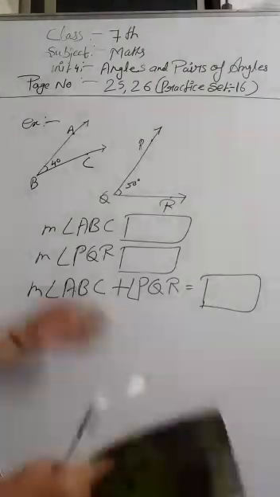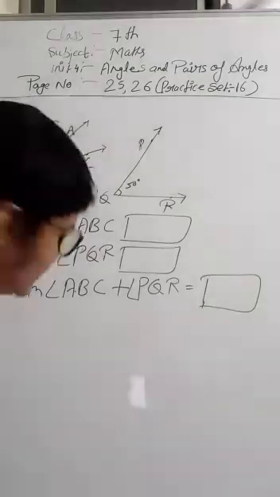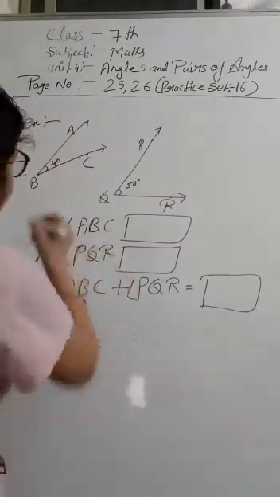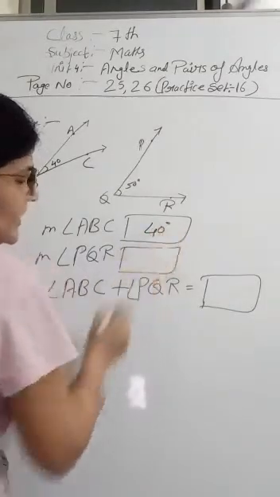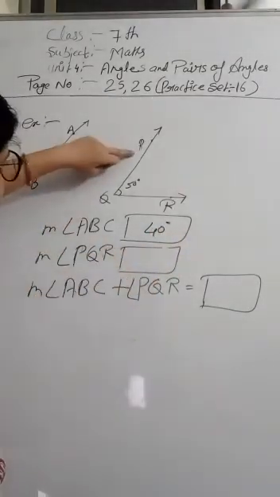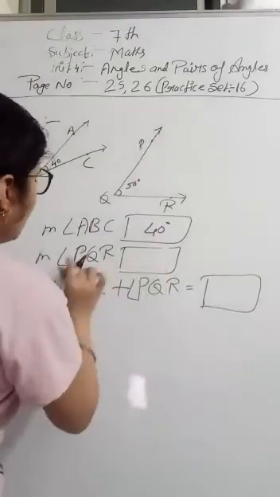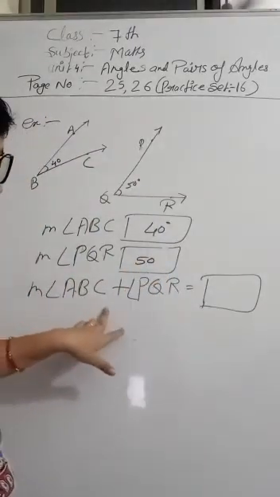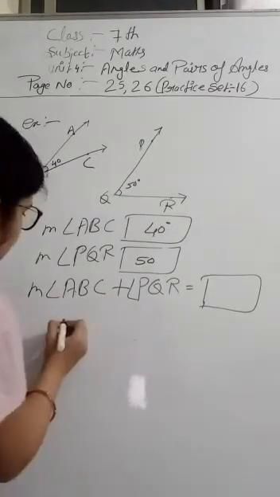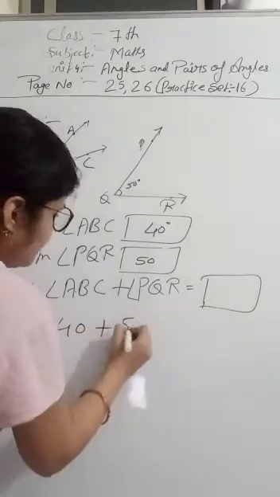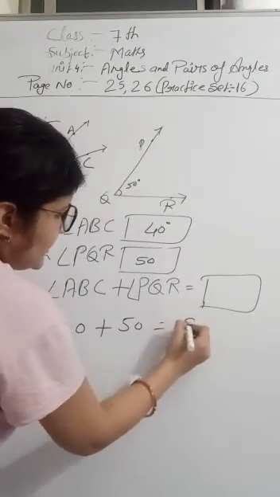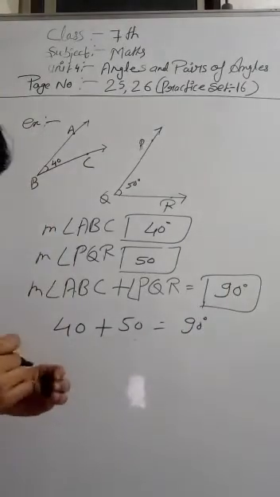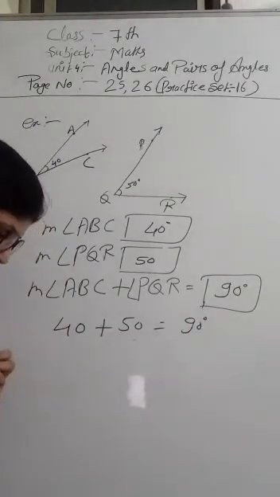So observe the angles. This is ABC. Angle ABC is how many degrees? 40 degrees. So we will write here 40 degree angle. And PQR is a 50 degree angle. And angle ABC plus PQR, what will it be? 40 plus 50 equal to 90 degrees. So we will write here 90° angle. Okay, so this is example number first.